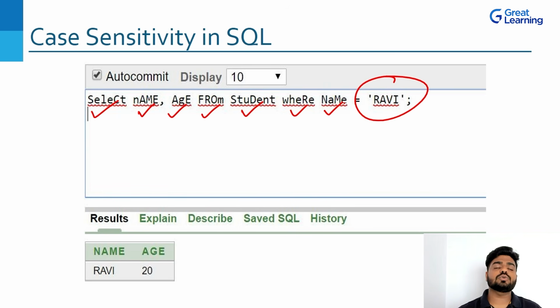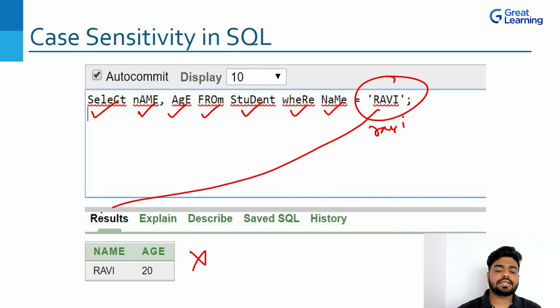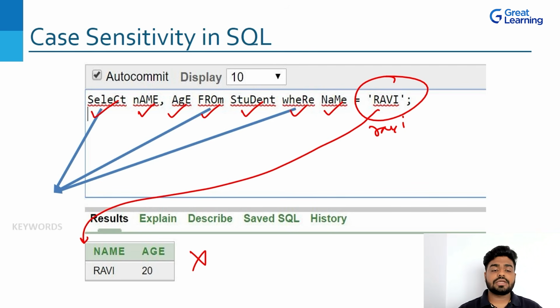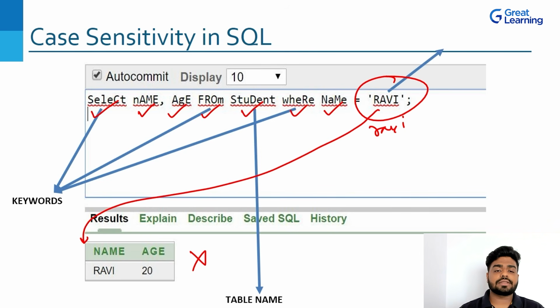But when it comes to Ravi, which is a value, which is data, it is case sensitive. So if I write small RAVI here, this output will not come, because it's capital RAVI, that is why it is showing me capital RAVI. Okay, so these are my keywords, this is my table name, this is my data, and this is my column name, right? So this is what it is all about, my case sensitivity.